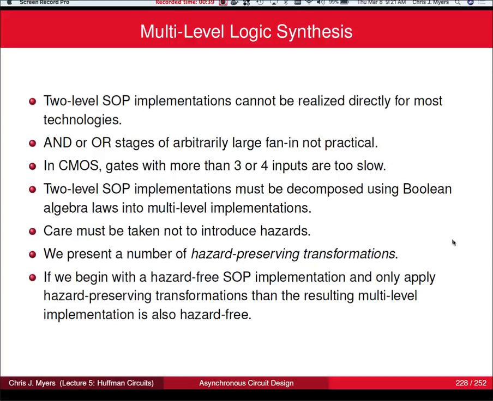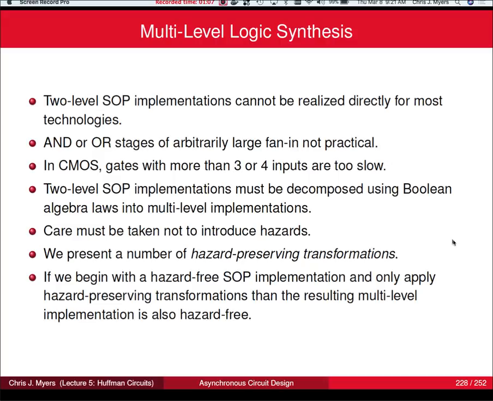So, all right. In logic design, the first step is to come up with a two-level logic implementation. But normally you can't actually implement a two-level sum of products implementation in a real technology directly. The reason for this is that AND and OR gates of arbitrarily large fan-in are not practical. You can't typically have a gate with more than 3 or 4 inputs, for example, in CMOS.